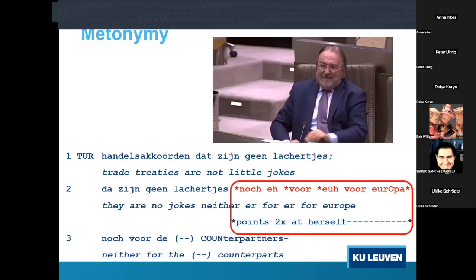A politician, it's not him, but a female colleague of his, saying, it's again about trade treaties, and she says, trade treaties are not little jokes. They are not jokes, neither for Europe, neither for the counterparts. And when she says they're not jokes, neither for Europe, then she has 2 instances of self-pointing. So let's have a look.